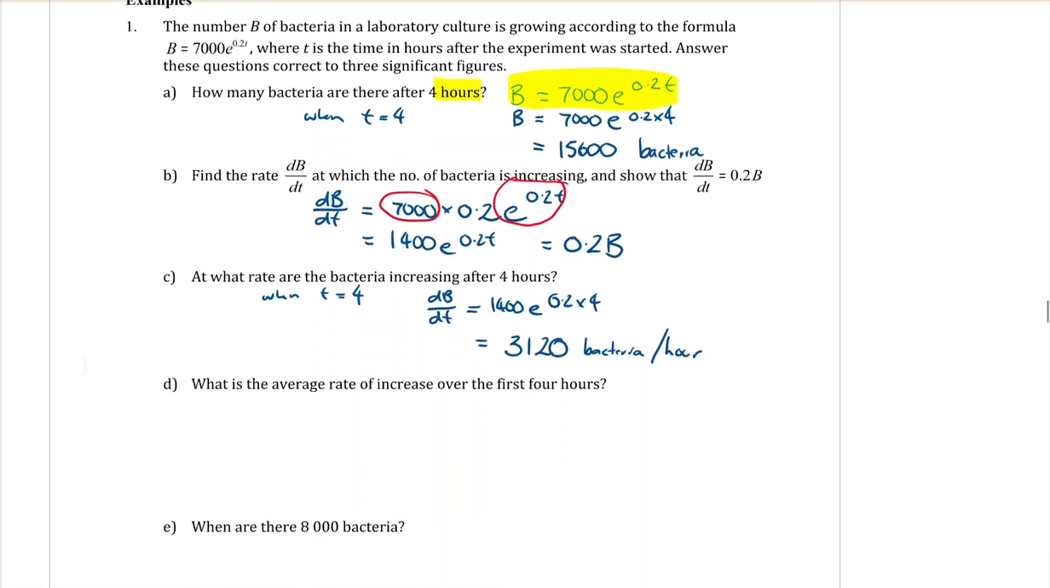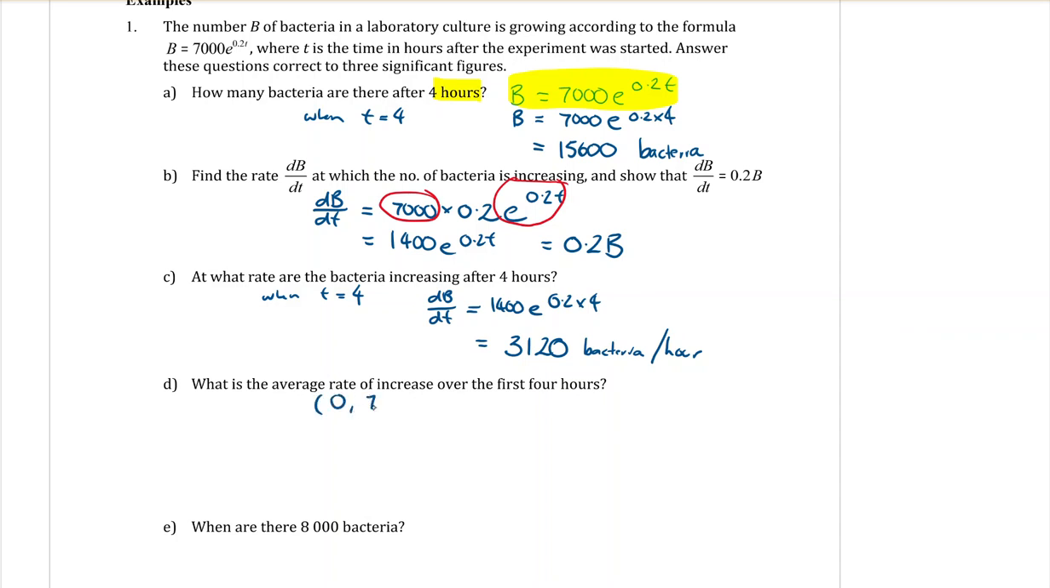Part D, what is the average rate of increase over the first 4 hours? Remember, in our last topic, when we differentiate, we are finding the instantaneous rate. We're finding the rate at one particular point. If we are asked for an average rate, we're actually trying to find the gradient between 2 points. So in this case, the average rate over the first 4 hours is going to be from the starting point to time equals 4.